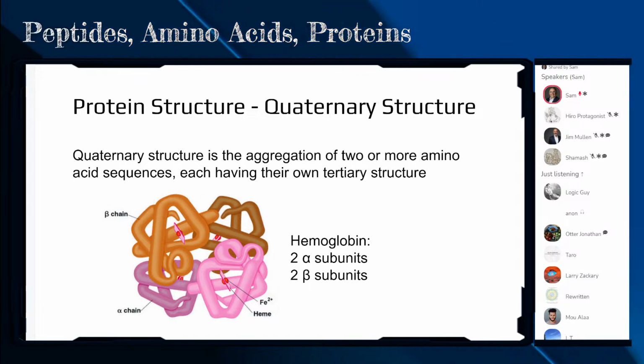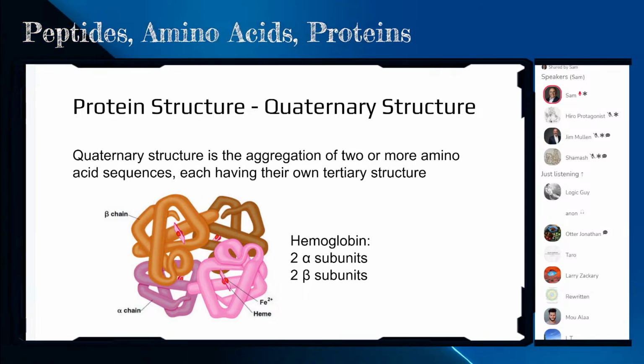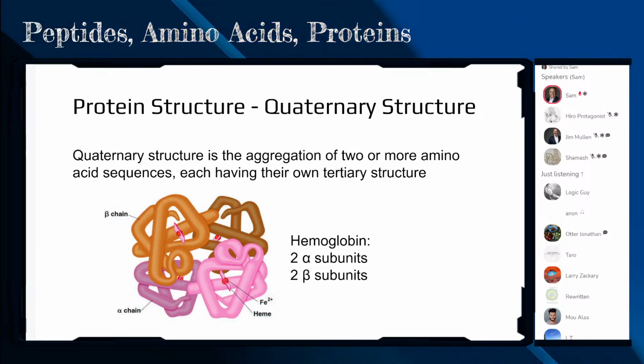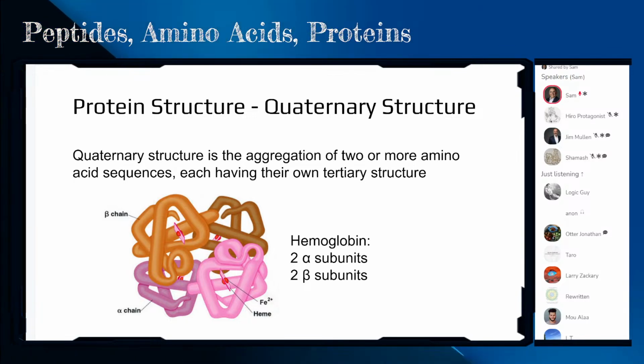Hemoglobin is made up of 4 different proteins. We have 2 alpha chains and 2 beta chains. And these are folded differently, and they all come together to form the hemoglobin protein. Because all of these chains, they now are called subunits.